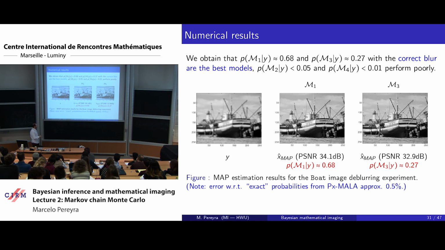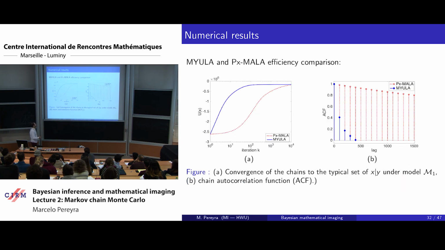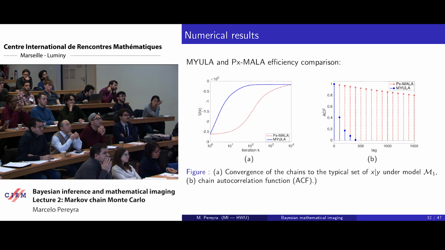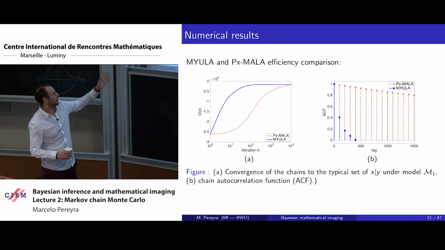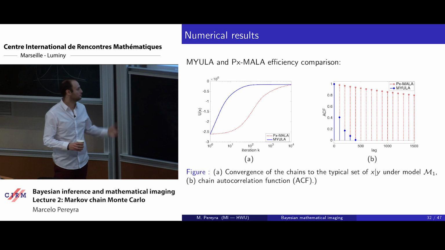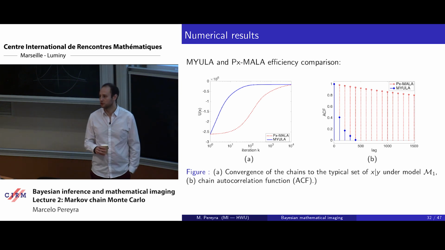And if we run this with the Metropolis Hastings correction to have something exact, the approximation error will be less than 1%, so it's not a big error. This is just an illustration of how much you pay for having an exact algorithm. If you do a Metropolis Hastings correction instead of having the standard algorithm, it's 100 times longer to converge to stationarity.